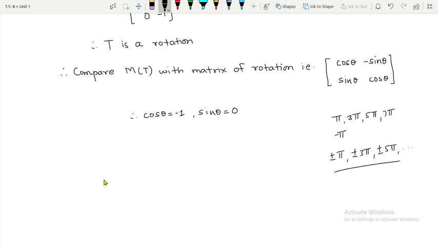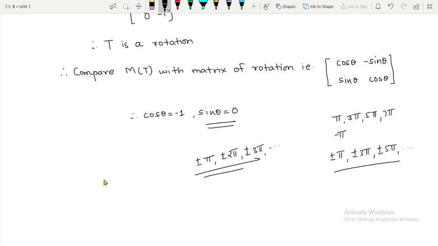For all values of theta, cos theta is -1, and for which value of theta is sin theta 0? Okay, so it is pi, you can say plus or minus pi, even plus or minus 2 pi, plus or minus 3 pi and so on. So for these values sin theta is 0.